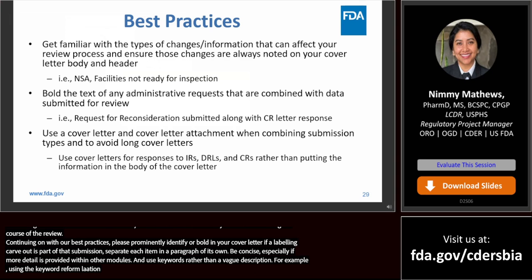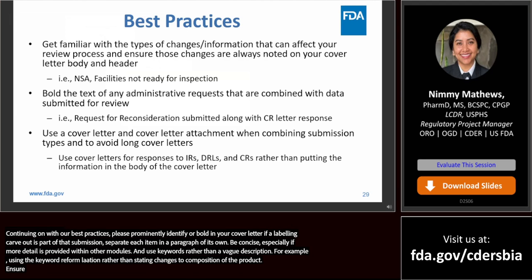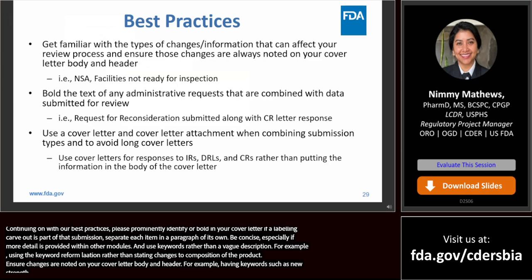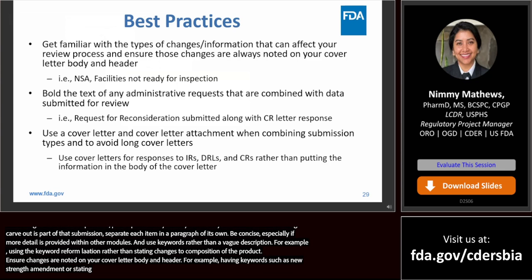Get familiar with the types of changes or information that can affect your review process and ensure that those changes are always noted on your cover letter body and header. For example, having keywords such as a new strength amendment or clearly stating that one of your facilities is not ready for inspection helps us triage that amendment accordingly.